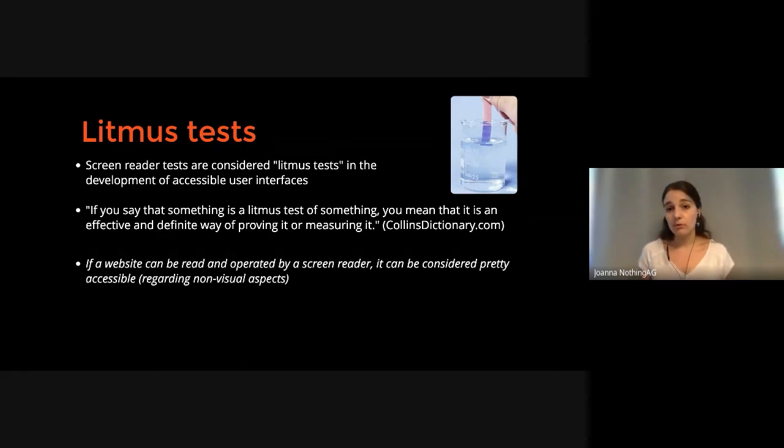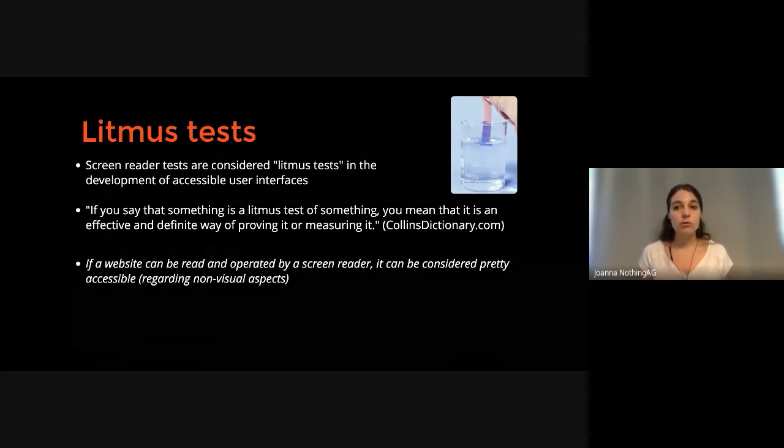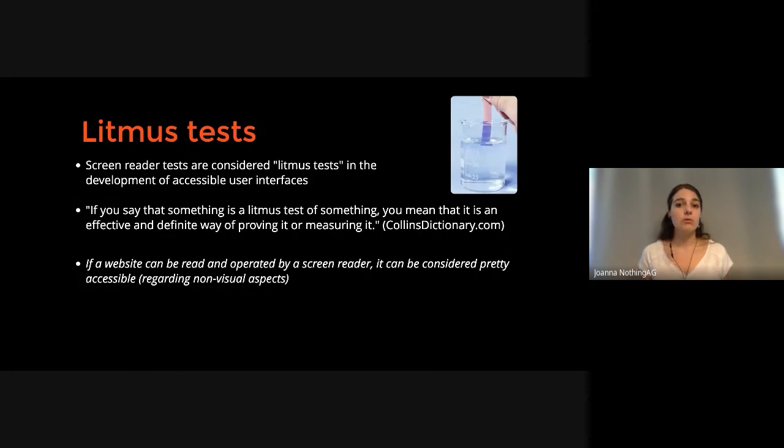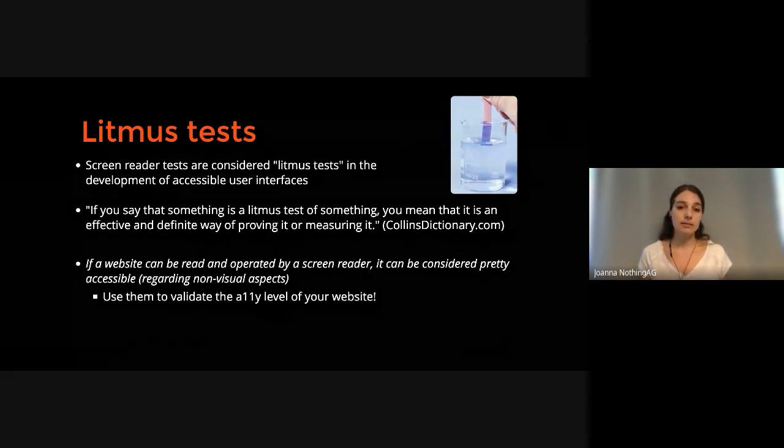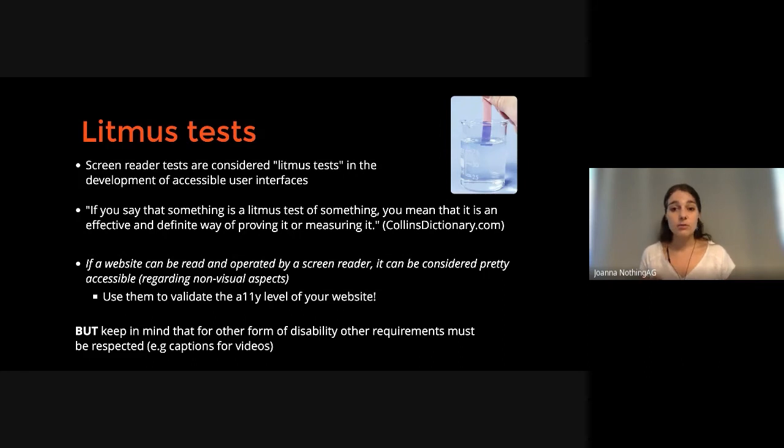In our web development use case, this would be translated into something like, if a website can be read and operated by a screen reader, it can be considered pretty accessible regarding non-visual aspects. So often, screen readers are used to validate the accessibility of a website. But keep in mind, as we stated previously, that visual impairment is not the only form of disability, and that you should also think of other requirements related to the other forms of disability. For example, having captions for your videos related to hearing impairments.